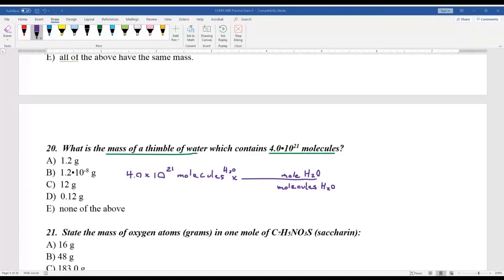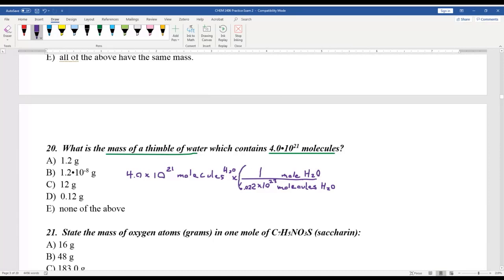What number goes in front of molecules? 6.022, times 6.022 times what? 10 to the 23rd, yep. And that's going to be equal to what number on top? How many moles? 1. Yeah, just one, right?